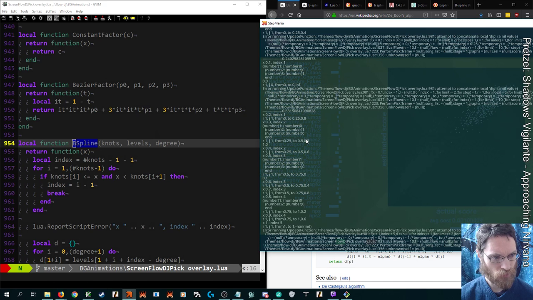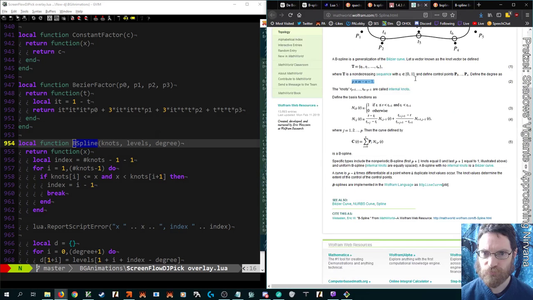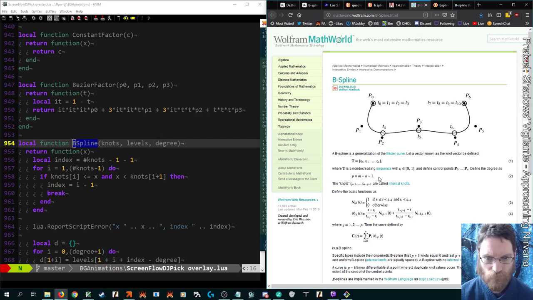Do I need more not padding? Well, there's supposed to be a relationship between knots and levels and degrees. If I add more padding for degree 1, I also have to offset that. Which one was it had that? Degree equals m minus n minus 1.